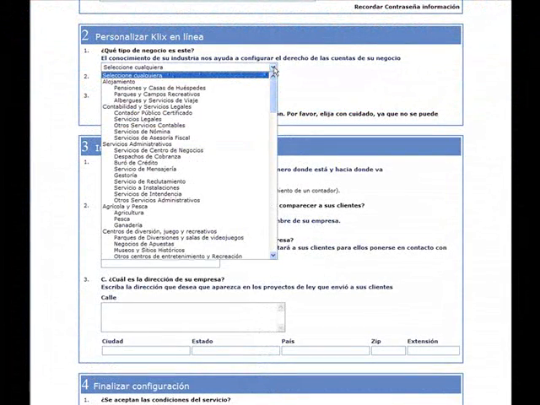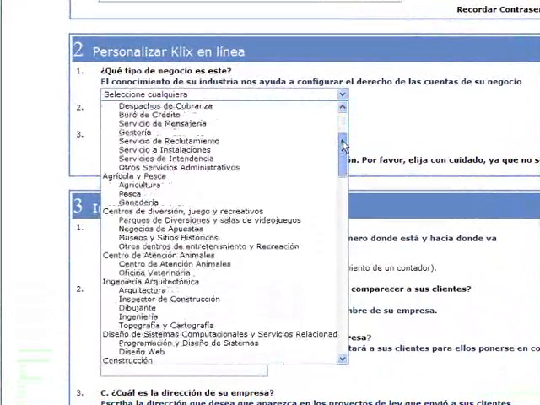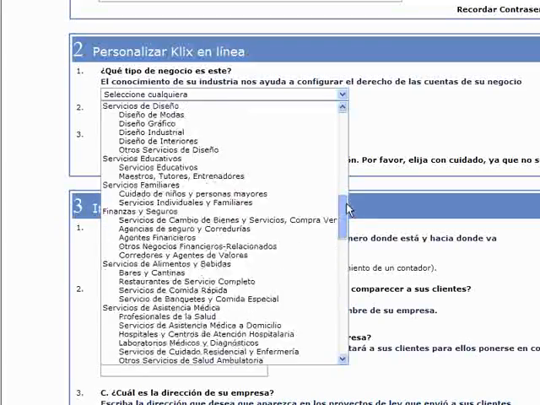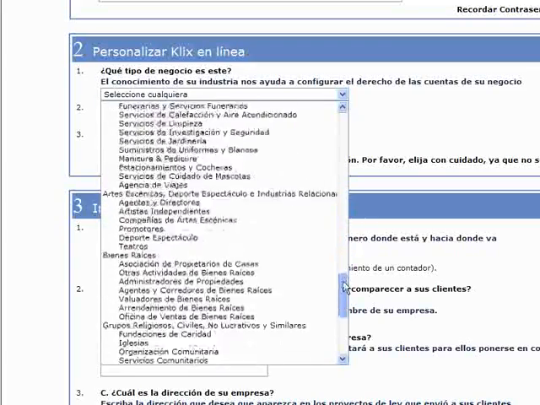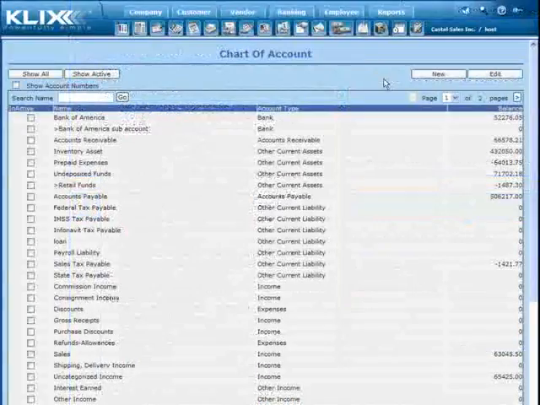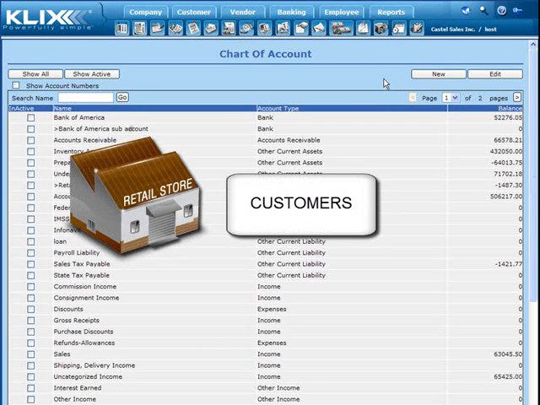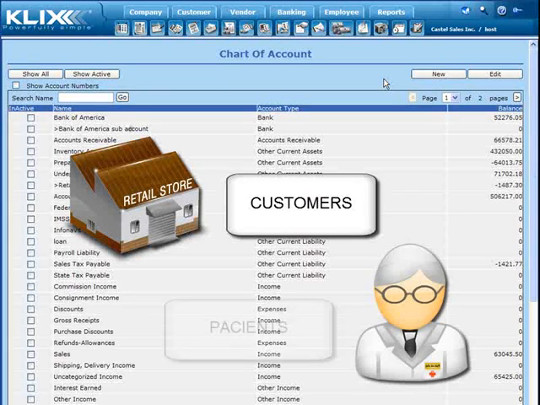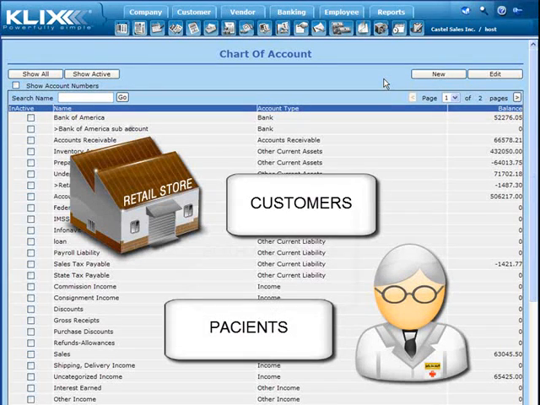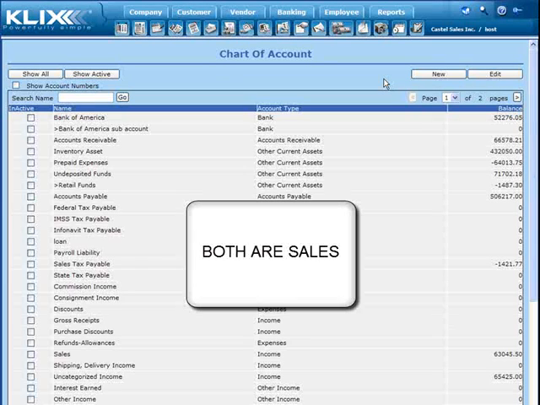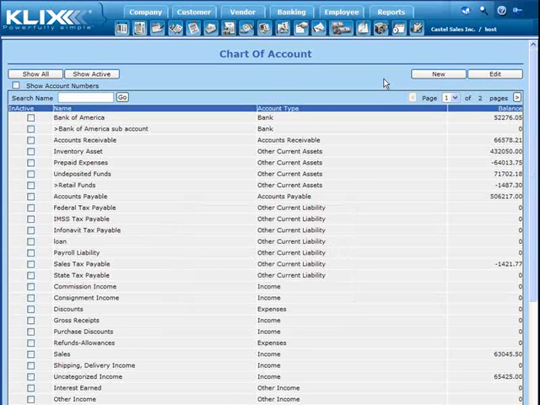Depending on the industry that you selected when you open your Klix account, this will have automatically created a chart of accounts that may be similar to those utilized in your industry. Let's take, for example, a retail store, where, as we all know, the sales are to customers, whereas at a doctor's office, they're to patients. At the end of it all, there's still a sale. The only difference between the two is the name given to the consumers.